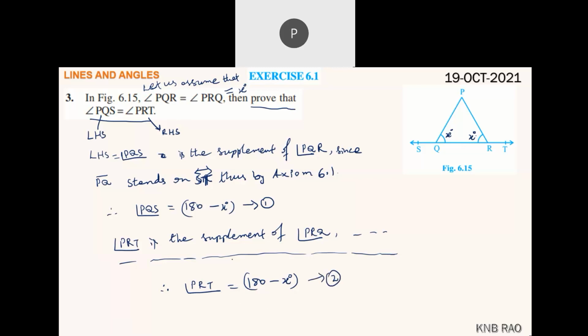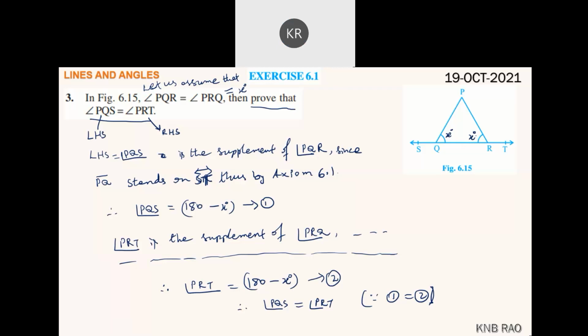Are 1 and 2 equal or not? The left-hand side and right-hand side of both of them are equal: 180 minus x, 180 minus x. So equation 1 is equal to equation 2. Angle PQS equals angle PRT. Hence proved.